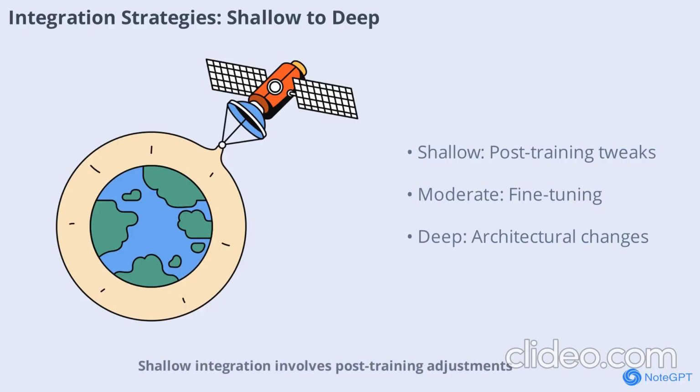Shallow integration involves post-training adjustments, such as calibrating attention weights or re-ranking outputs for balance. Moderate integration requires fine-tuning with custom objectives, adding auxiliary loss functions to penalize imbalance. Deep integration embeds CSE-CEC directly into the model architecture, potentially requiring retraining to fully internalize equilibrium-aware behavior. Each approach offers different trade-offs between complexity and effectiveness.